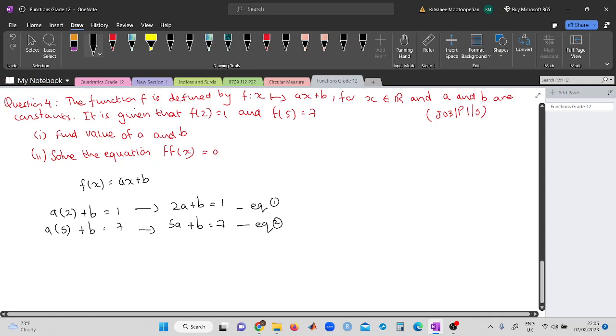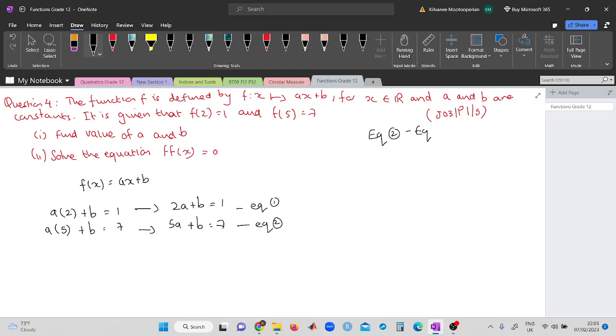Qu'est-ce que je fais? Donc, maintenant ici, equation 2 minus equation 1. Pourquoi ça paraît plus facile? Because the b will cancel out. 5a minus 2a, 3a. 7 minus 1, 6. So a gives me 2. Ok, là j'ai déjà eu la valeur de a. I replace a equals 2 in any equation that you want. I can do it in equation 1.